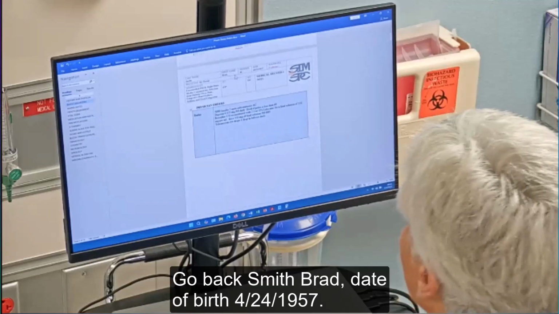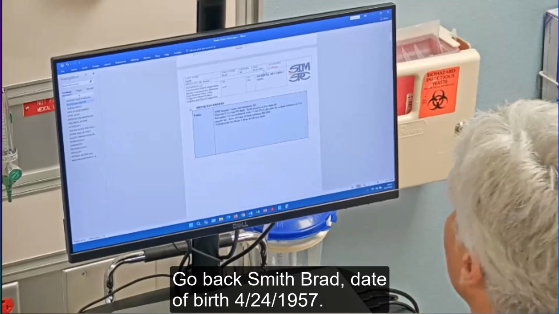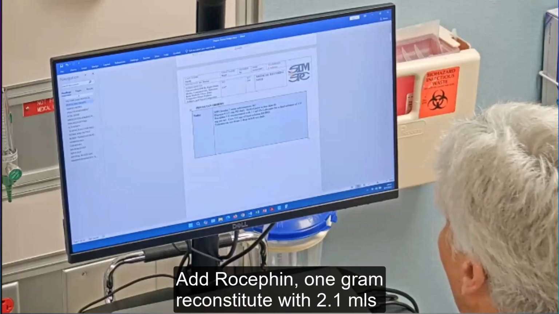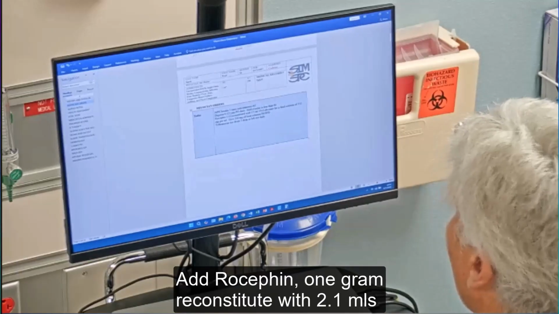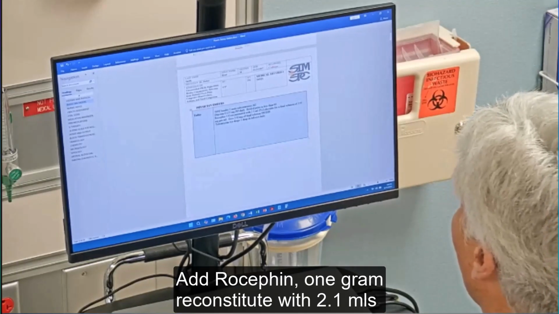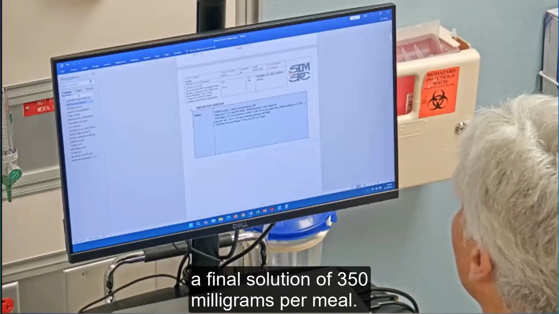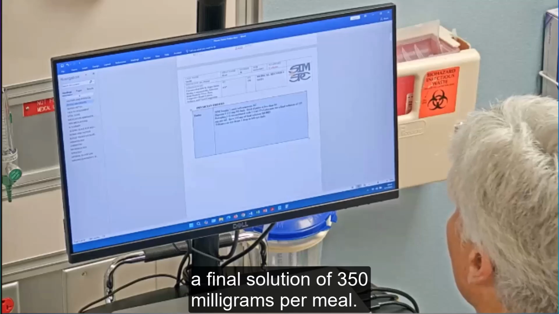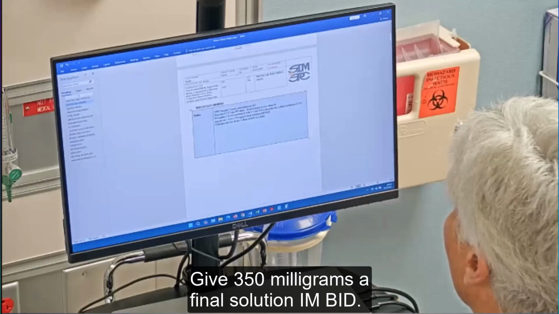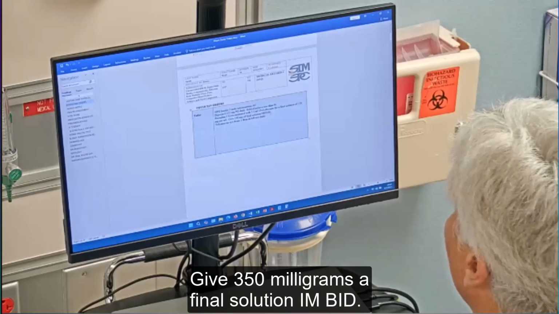Go back. Smith, Brad, date of birth 4/24/1957. I have Rocephin 1 gram reconstituted with 2.1 mils of 1% lidocaine for a final solution of 350 milligrams per mil. Give 350 milligrams of final solution IM BID.